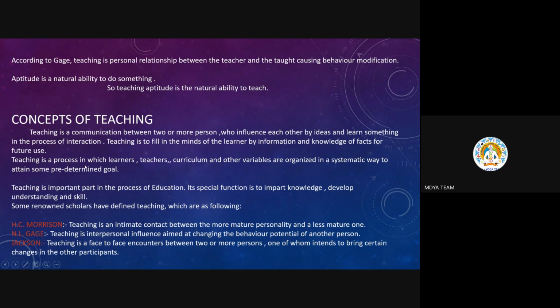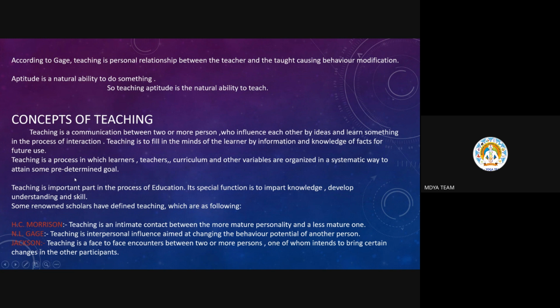Teaching is a process in which learner, teacher, curriculum, and other variables are organized in a systematic way to attain some predetermined goal. See, this thing is very important. Predetermined goal or the set of objectives. These are the keywords. While asking the question, they use these keywords or they trick you with these keywords. So teaching is always related to predetermined goals.